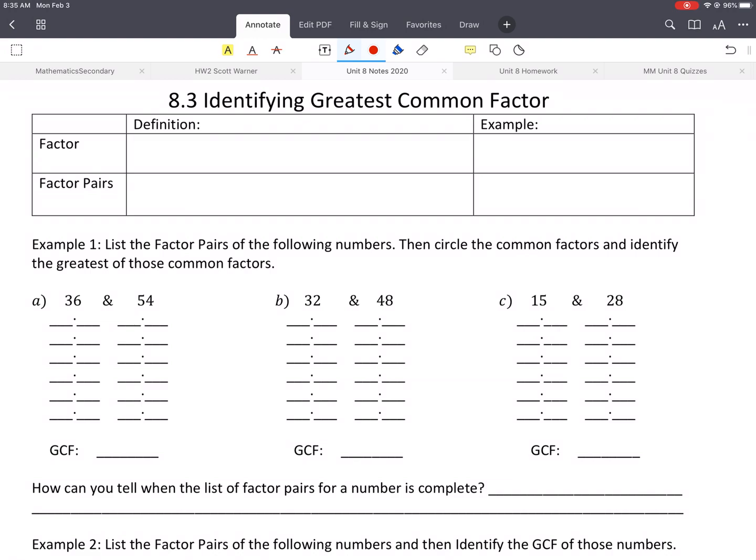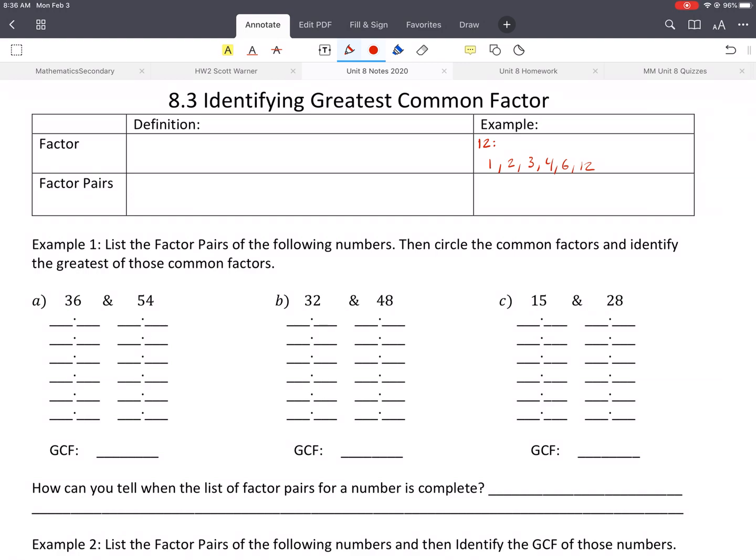So for example, let's just do an example of 12. What are the factors of 12? Well, what can you divide 12 by? Those could be 1. You can divide 12 by 1. You can divide 12 by 2, and 3, and 4, and 6, and 12. Those would all be factors.